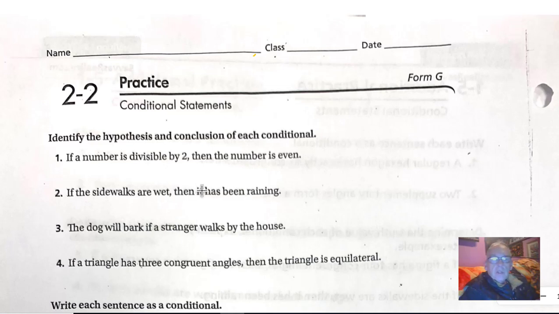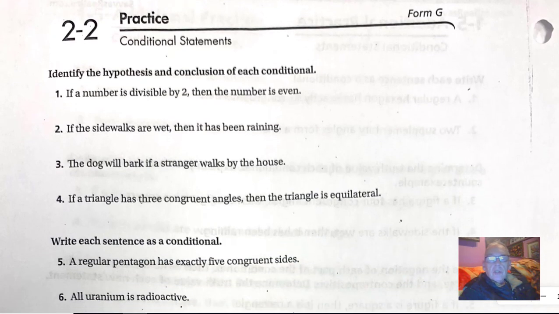Okay, in this video we're discussing the 2.2 practice, which goes with our 1.5 Envision Geometry worksheet, additional practice on conditional statements. They want us to identify the hypothesis and conclusion of each conditional statement. So we'll single underline the hypothesis and we'll double underline the conclusion. Generally, the hypothesis starts with an if, and the conclusion starts with a then.